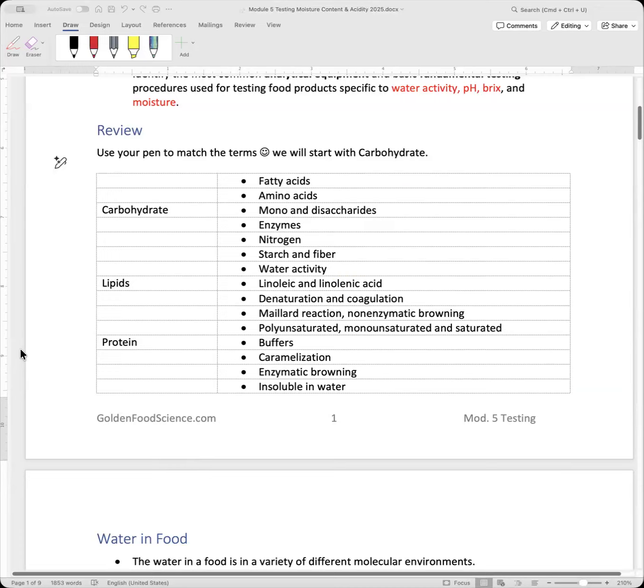Now let's talk about proteins. Which ones of these have to do with proteins? Enzymes, yes, very nice. Denaturization, yes. Nitrogen, yes. Amino acids, yes. Somebody figured out how to draw a straight line. Buffers, yes. The Maillard reaction, we can count that one, right? Good, John. Okay, there's one more.